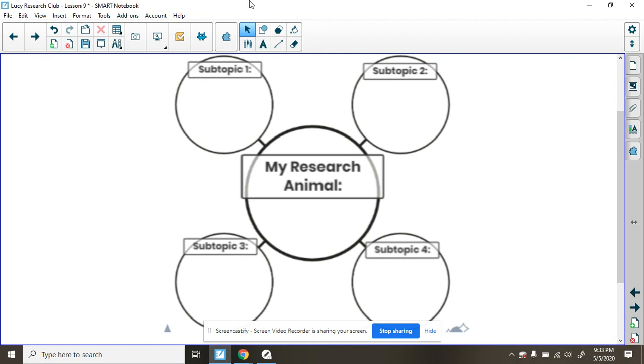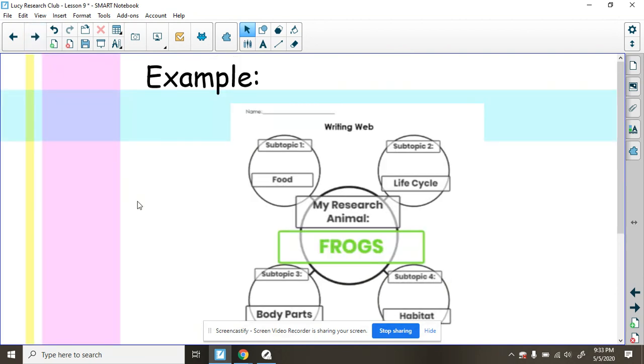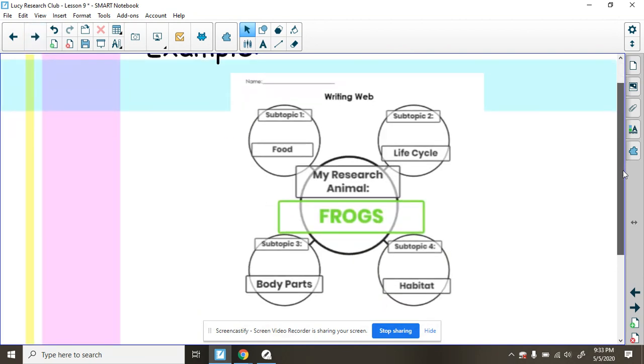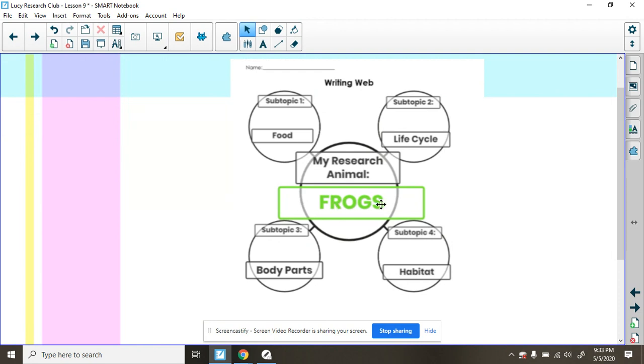Before I logged on, I went on Pebble Go on those books that I found, and I read them all. I was trying to find some common themes. I saw a couple of them that repeated in every book I read, and when I looked at the table of contents, they were in every book I read. Here's what I did with my frog, because I picked frog. You're doing a different animal, so I don't want to see yours on frog. I typed frogs in the middle. My research animal was frogs.